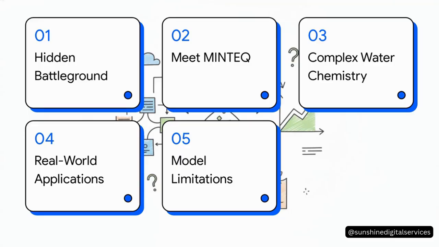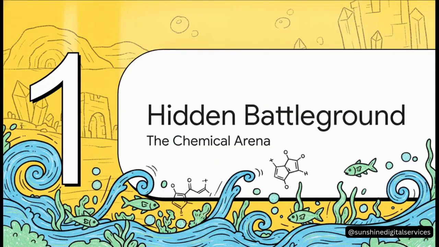Here is a quick roadmap for our explainer today. 1. The hidden chemical battleground. 2. Meet MINTEQ, the EPA's solution. 3. Modeling complex water chemistry. 4. Real-world environmental applications. And 5. Limitations of the model.